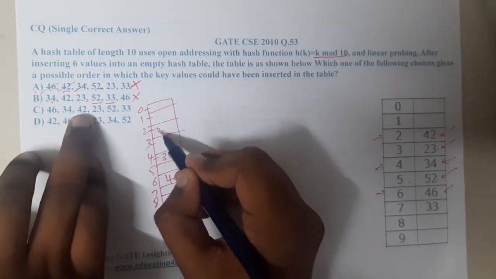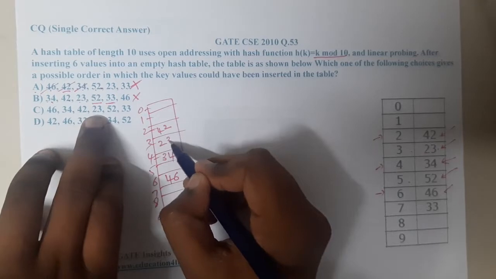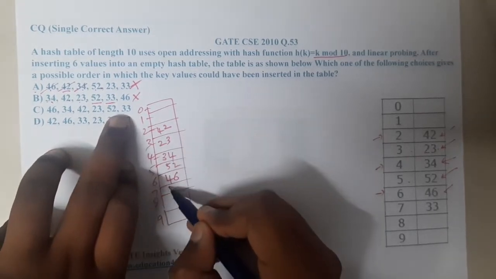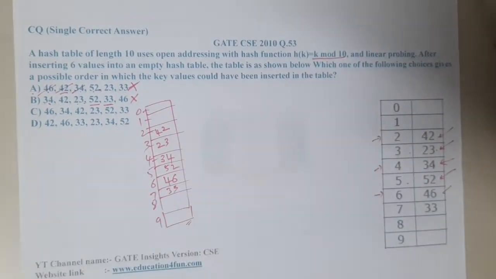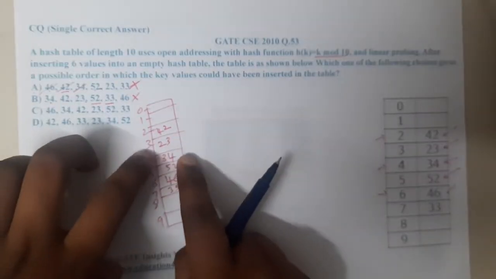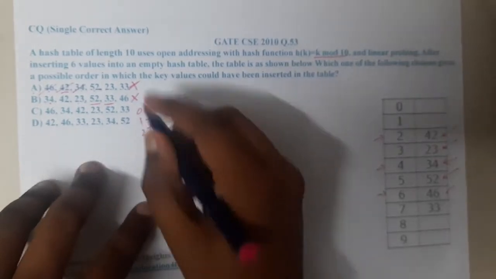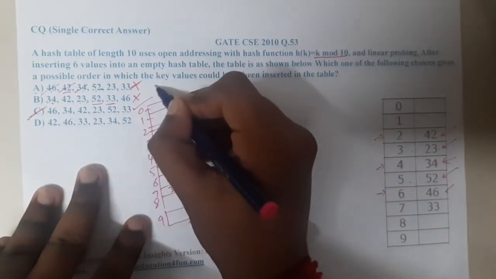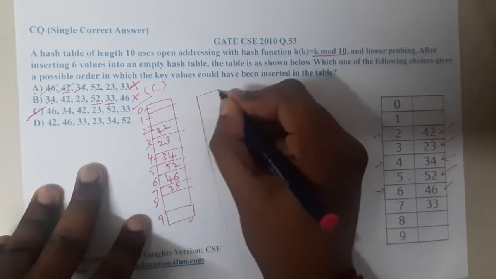Where will 42 go? 42 will go to the 2nd slot. 23 will go here. 52 will come here. 33 will come here, right? We are using linear probing, so if there is a collision, you will go to the next slot. That's it. Now let us compare 42, 23, 34, 52, 46, 33. So this option is absolutely correct, guys. So option C should be the answer. Anyway, let us check option D also.